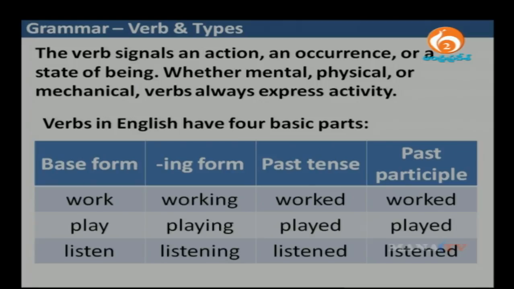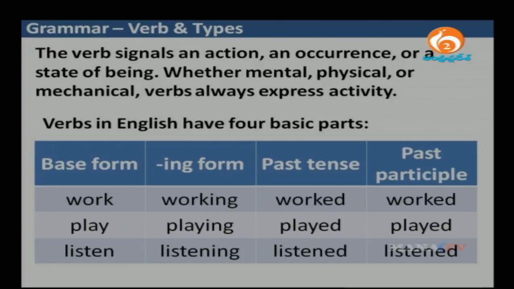The verb signals an action, an occurrence or a state of being, whether mental, physical or mechanical. Verbs always express activity. Verbs in English have four basic parts, which is base form, the ing form, which is a continuous form, the past tense form, and the past participle. So we can just keep aside past participle for a while, just focus on the base form, the ing form and the past tense form.